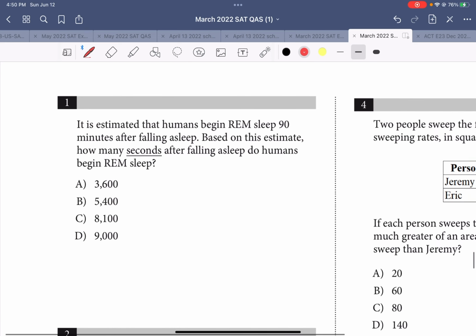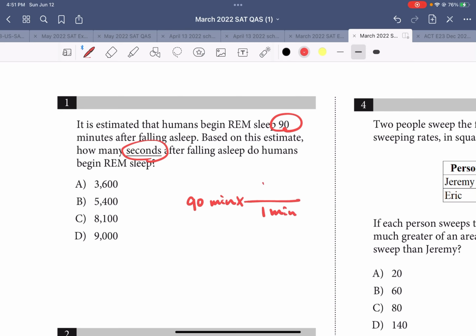Okay, number one. It is estimated that humans begin REM sleep 90 minutes after falling asleep. Based on this estimate, how many seconds after falling asleep do humans begin REM sleep? So this one, they simply ask you to change it from minutes to seconds. So 90 minutes times 1 minute equals 60 seconds, so the minutes cancel out. So 5,400 seconds. Okay, so answer B. Unit conversion.